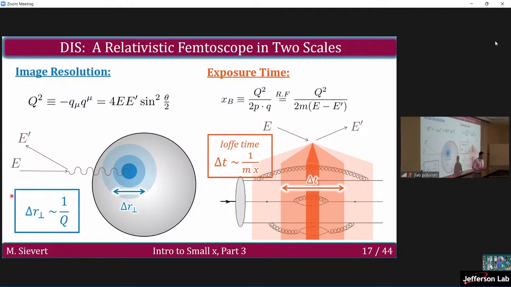So in this analogy, the deep inelastic scattering is a camera or a microscope. I would say Q squared is your resolution. That's the number of pixels you have. x is related to your exposure time or your shutter speed. That's how fast you're able to take the picture and what particles you're able to see based on how long they live. Question?